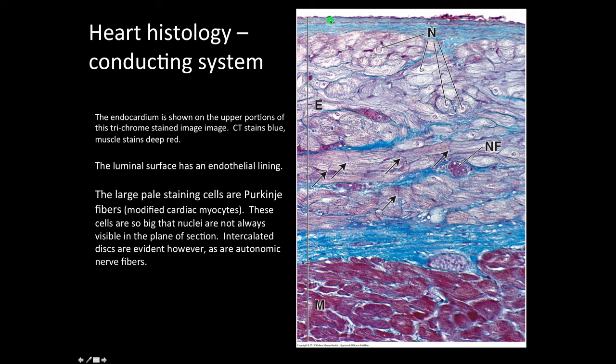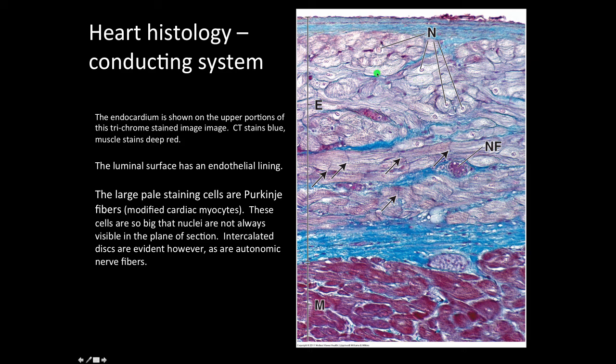This is a trichrome stain profile showing the endocardium and part of the myocardium. So here would be some endothelial cells on the endocardium. Here would be some of the Purkinje fibers, both in cross-section and in longitudinal section. Because these fibers are so large, you don't always have nuclei within the plane of section.